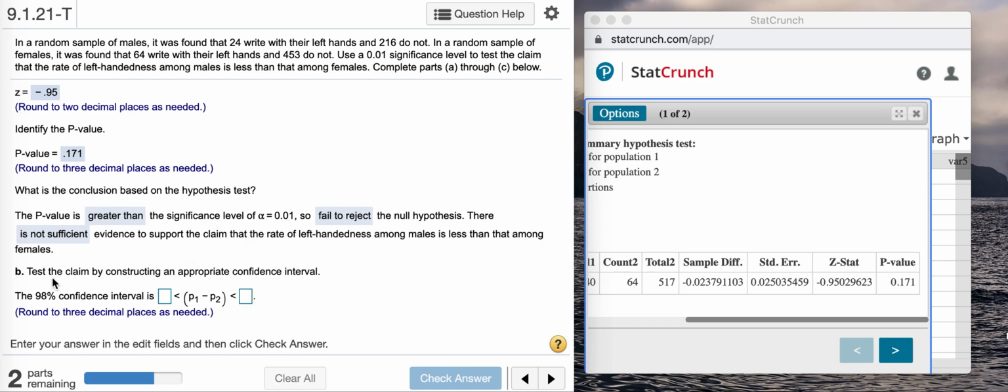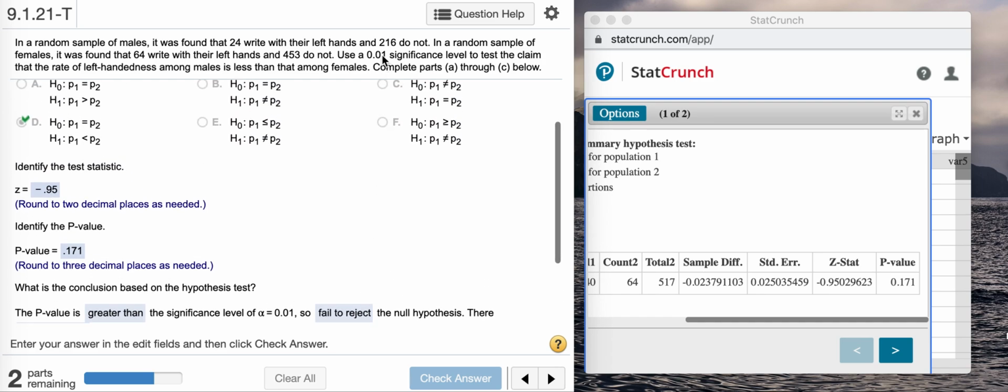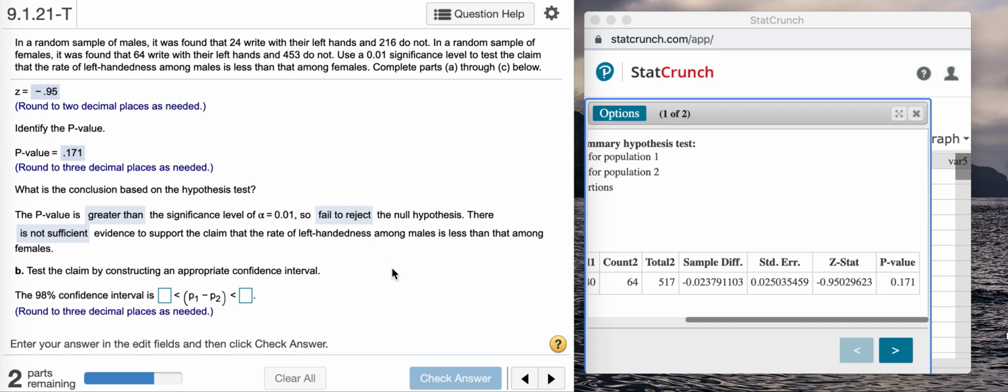In part B, it says test the claim by constructing an appropriate confidence interval. So if I wanted a 1% significance on a one-tailed test, in order to construct a confidence interval that has 2 tails, I would need to have 1% in each of the tails. So here I'm looking for a confidence interval of 98%. So I take the 1 minus the significance level twice.